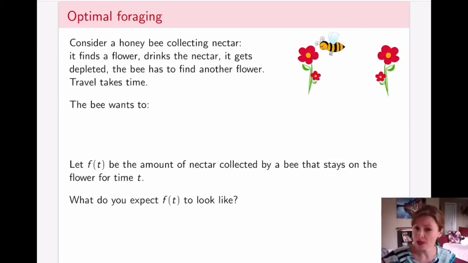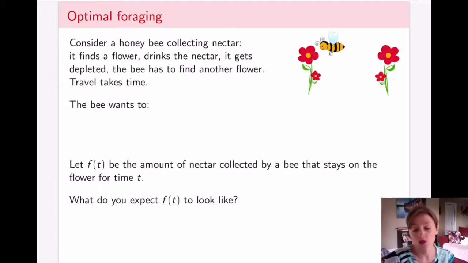So the bee is faced with a decision to make. When should it leave a certain flower? At what point in the collection should she decide that there's simply not enough nectar on this particular flower anymore, and it's worth the time investment to look for another flower in hopes of finding one quickly and beginning the faster collection rate? So with that in mind, what does the bee actually want to maximize?